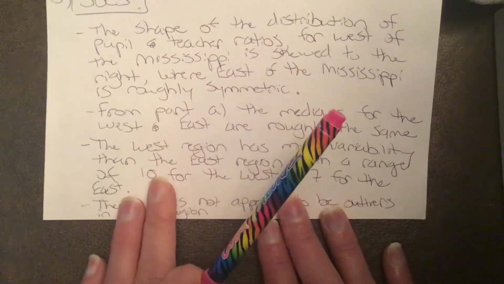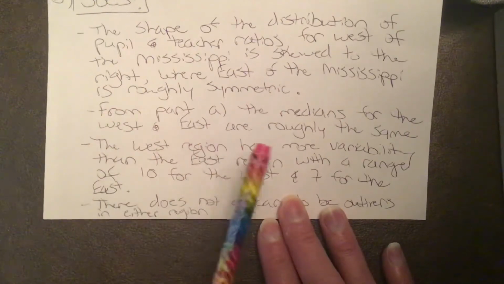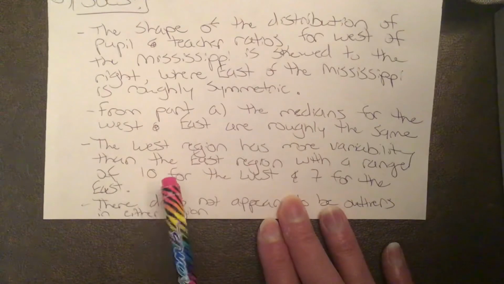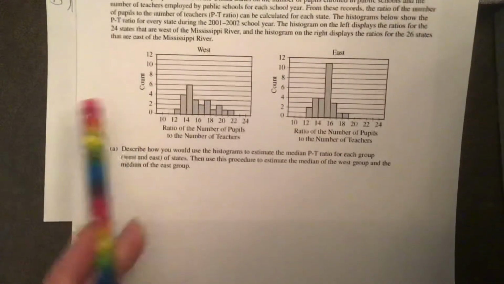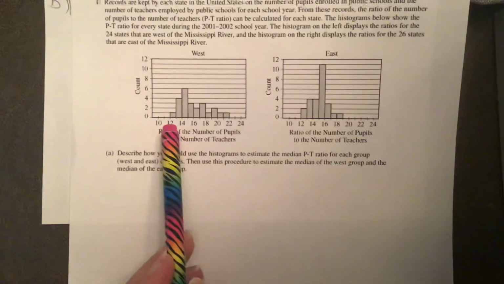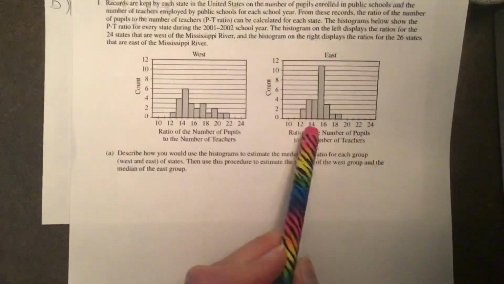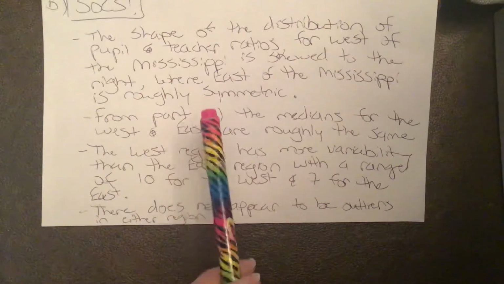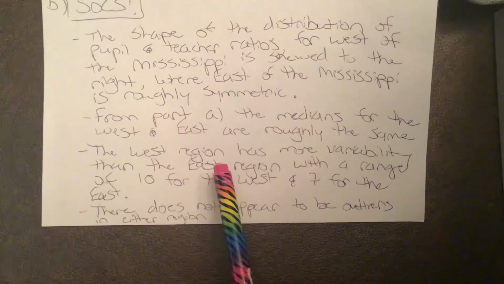An easy measure of spread to use from a histogram is just the range. So the West region has more variability than the East region, with a range of 10 for the West and 7 for the East. And how I got the ranges, as you can see, this goes from 12 to 22. So that's how I got the 10. And this goes from 12 to 19. So that's how I got the 7. Not just saying what the ranges are, but then making that statement where I compare, where I say the one has more variability than the other.